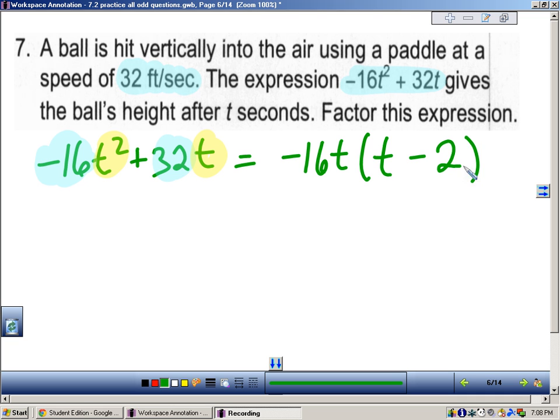And I think that's it. Let's double check. If you check your work, multiplying through negative 16t squared. Yep. Negative 16 times 2 times negative 2 is positive 32t. Checks out.